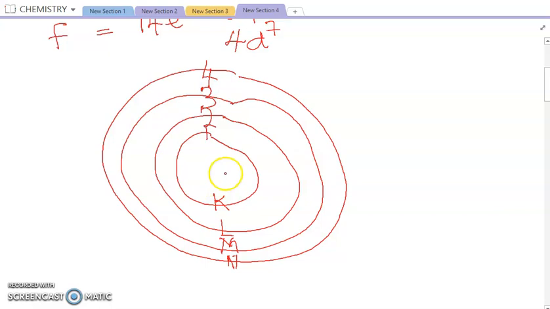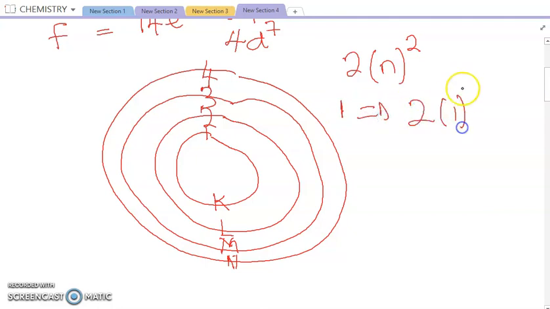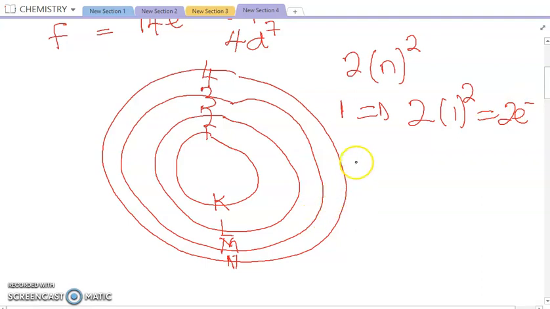Now, the number of electrons in each of these shells is given by a formula, 2n squared. The number of electrons in each of the shells is given as 2n squared. Now, it means if I'm talking about shell 1, I'm going to have 2 bracket 1 squared. 1 squared will give me 1. 1 times 2 will give me 2 electrons. Meaning in shell 1, the maximum number of electrons we have there is 2.